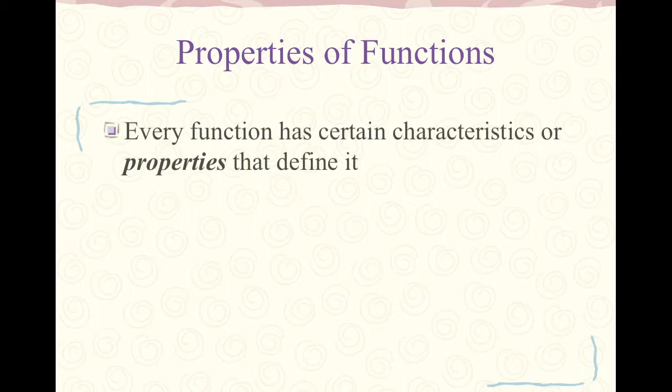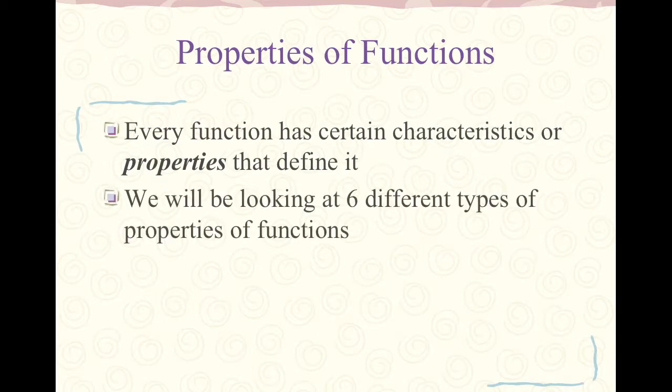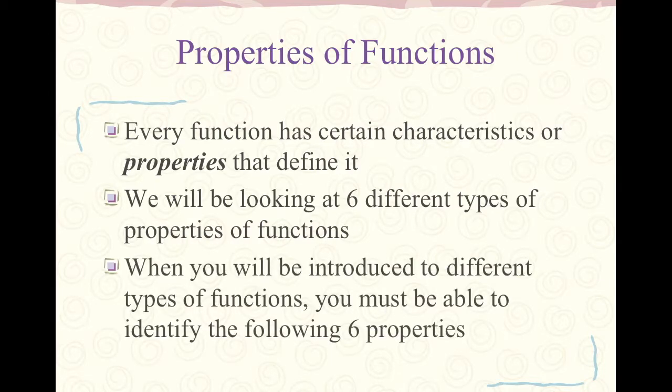Moving on to part 2, we're going to strictly look at the properties of functions. Now there are several of them. They're not difficult, but there are several of them, and I think that's what's more confusing. But we'll take this one property at a time. Every function has certain characteristics or properties that define it. We will be looking at 6 different types of properties of functions. But before we actually look at different functions, we're going to look at different properties. When you will be introduced to different types of functions in the next few weeks, you need to be able to identify the following 6 properties for each function you were introduced to.